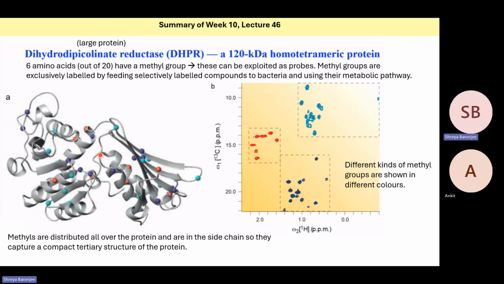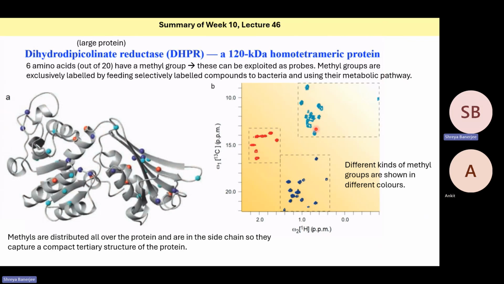So here you can see that if you had the HSQC spectra of all the amino acids, it would have been a complete mess. All the peaks would have been overlapped and you would not have been able to resolve anything. But if you look only at the methyl groups, it is a much more well-resolved spectra. There are different kinds of methyl groups shown in red, dark blue, and light blue here. And the different kinds of methyl groups, one might belong to alanine, one might belong to leucine, one might belong to methionine.